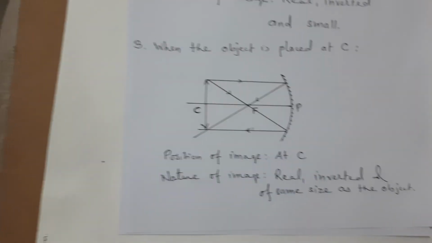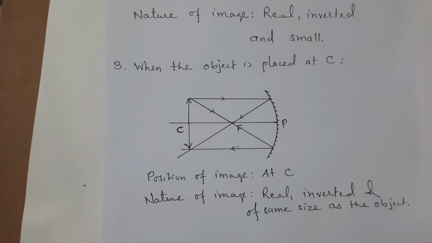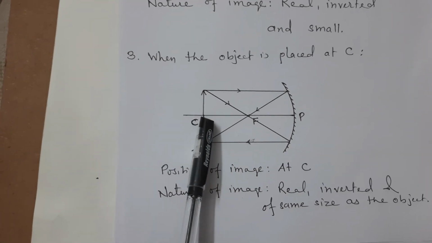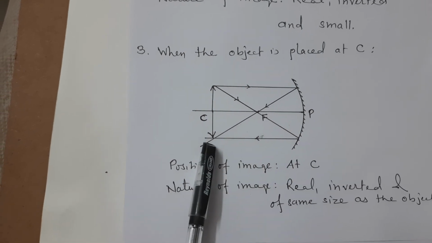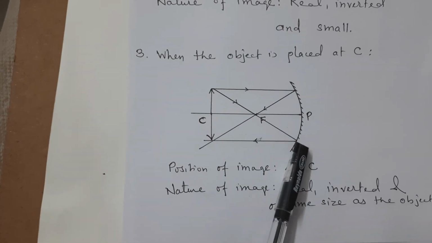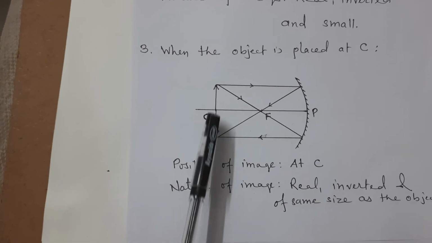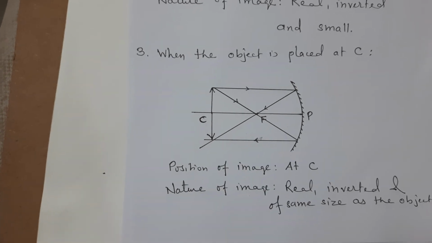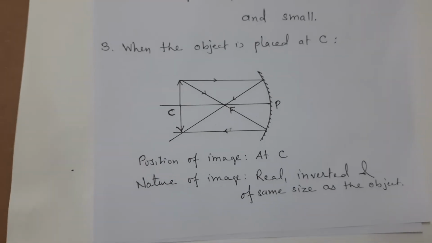Then comes another one. When the object is placed at C, we are slowly coming closer to the mirror. So here I have placed the object at C, first ray parallel, then it passes through F. The second ray that comes out from the object passes through F and then goes parallel. Wherever they coincide, there the image is formed. Now you can see the image is formed at C. So here the position of the image will be C, nature will be real, inverted and the same size as the object.